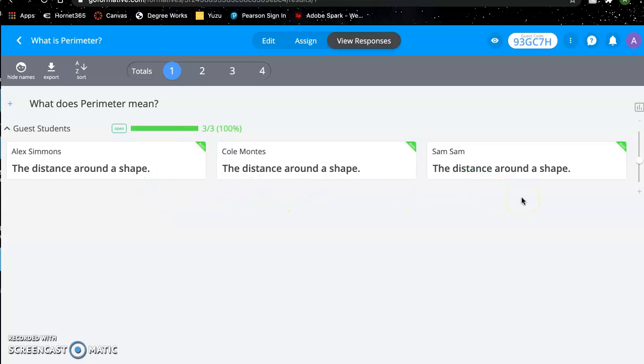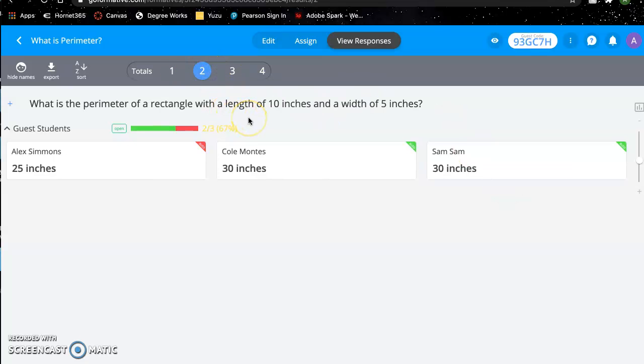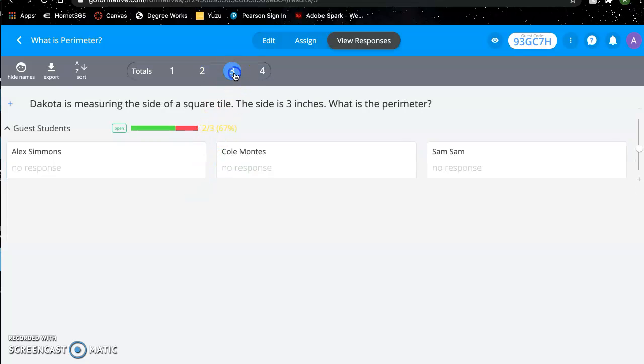Alright. Now let's look at question number 2. What is the perimeter of a rectangle with a length of 10 inches and a width of 5 inches? So let's see. Alex, I want you to look over the question again for me, please. Moving on to number 3.